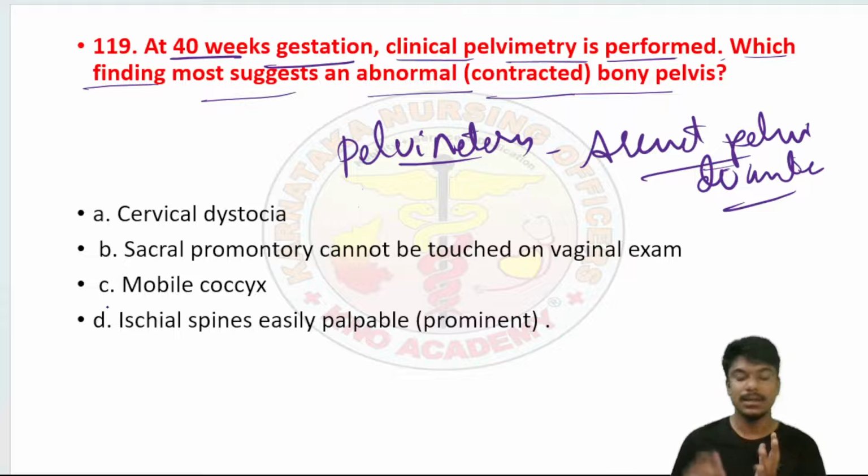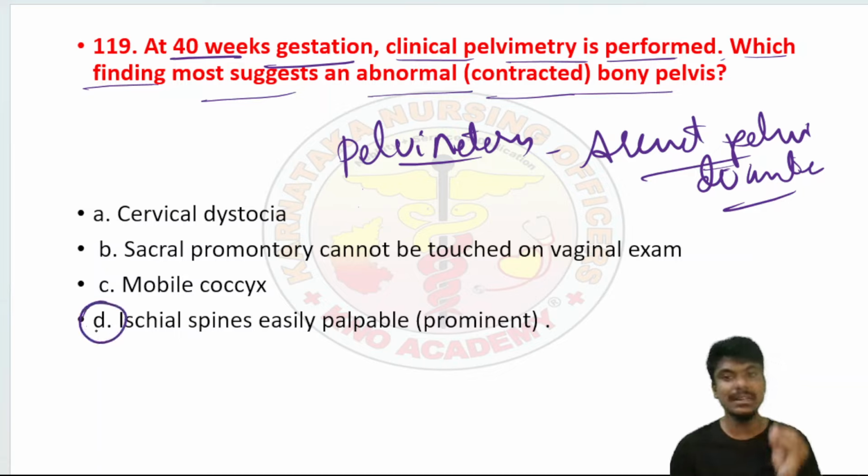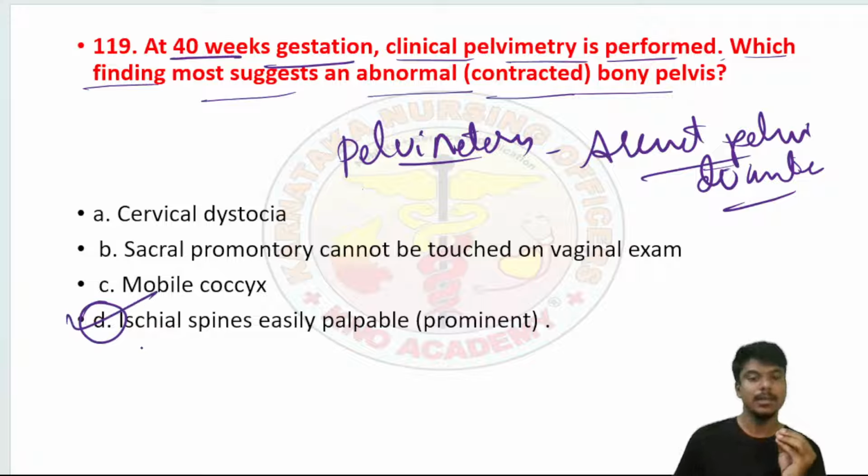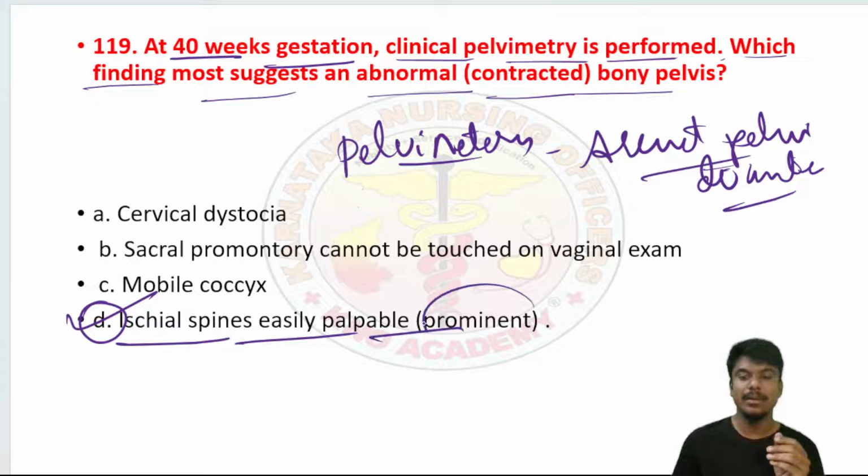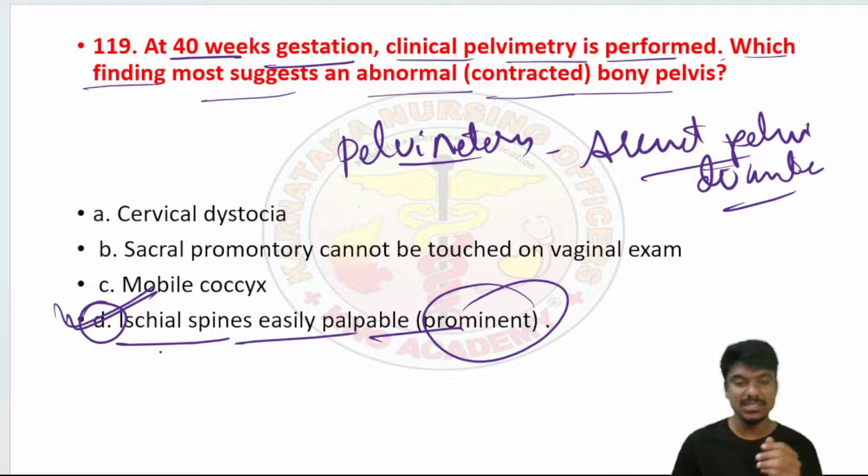Most probably in males, the ischial spine will be more prominent and pointed, so we can easily palpate the ischial spine. But in females, the ischial spines are not pointed, they are blunted. So option number D, clinically, denotes a contracted pelvis. Ischial spine easily palpable and prominent is the right answer. This is seen in a male pelvis, not in a female pelvis. If the ischial spines are easily palpable, we call that a contracted pelvis.